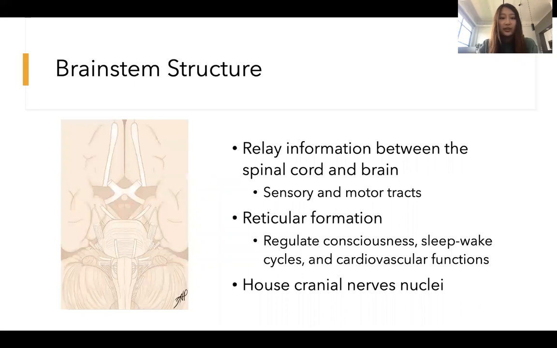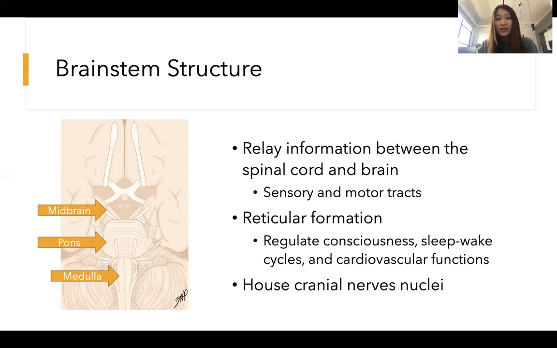So let's talk about the physical structure of the brainstem. The brainstem is composed of three main parts: midbrain, pons, and medulla. All parts of the brainstem share an important job to relay information between the spinal cord and the brain. We mentioned in previous videos that sensory signals must travel through the brainstem to reach the brain for processing, and motor signals must travel through the brainstem to reach the spinal cord and then muscles for movement.